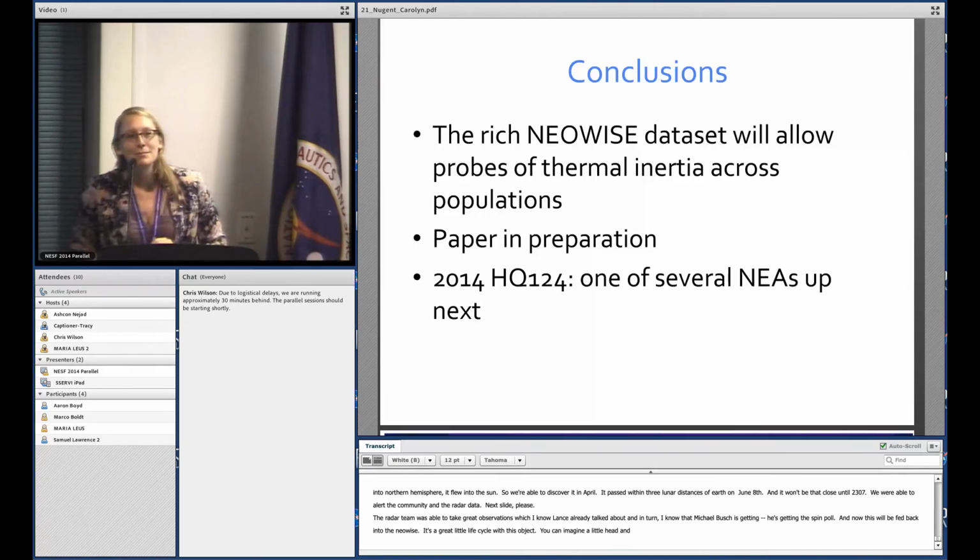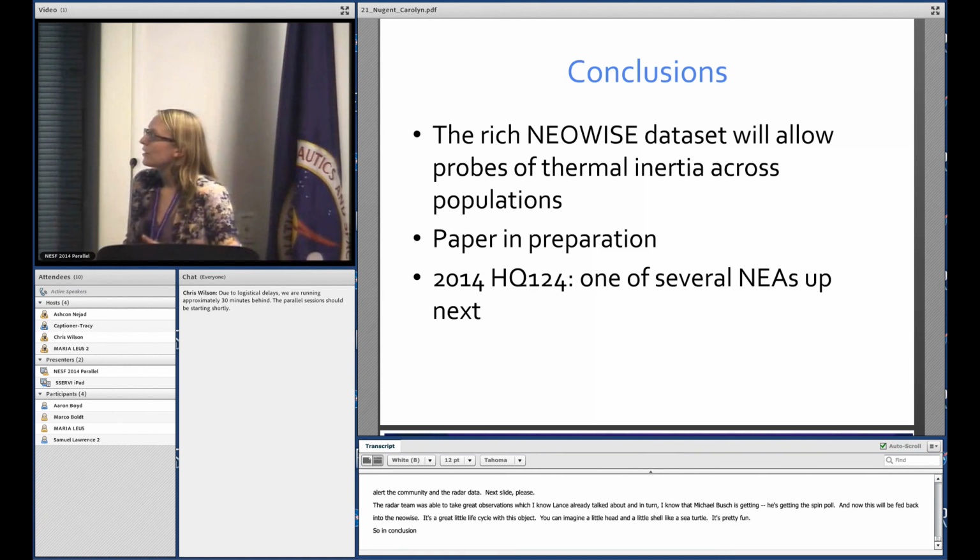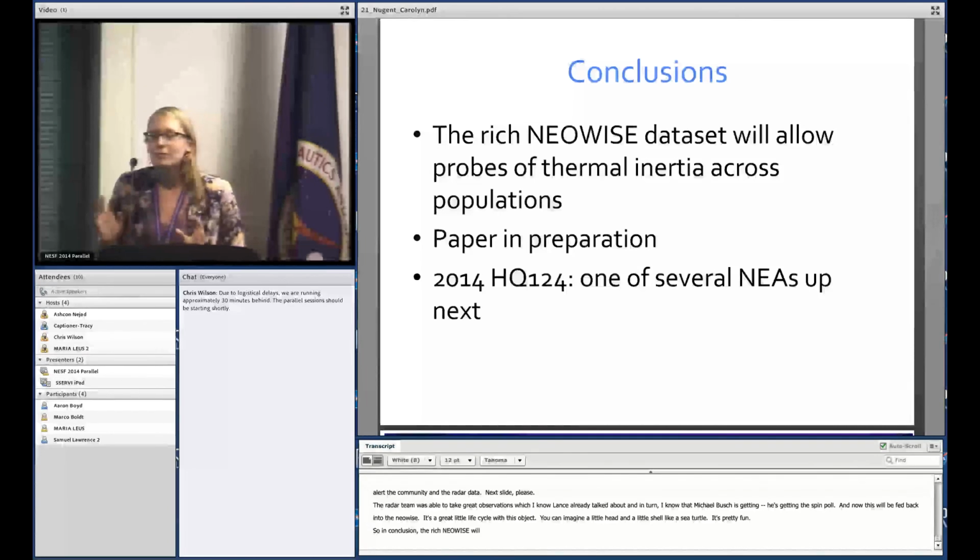Next slide, please. So in conclusion, the rich NEOWISE data set will allow probes of thermal inertia across populations. We've got a paper in preparation, so please stay tuned. And we're going to study HQ124 as soon as possible next.